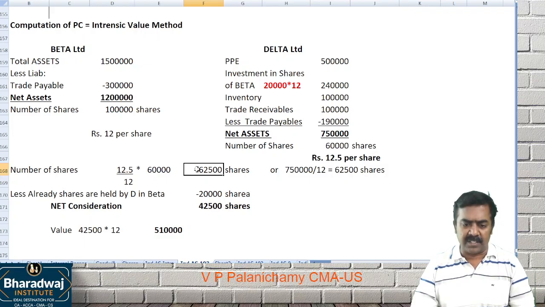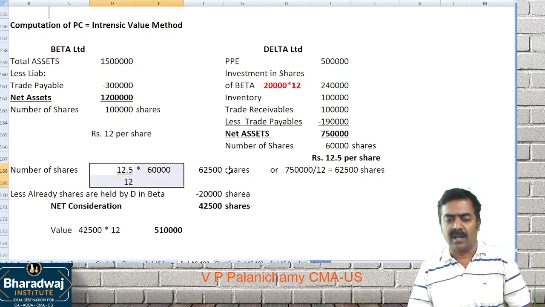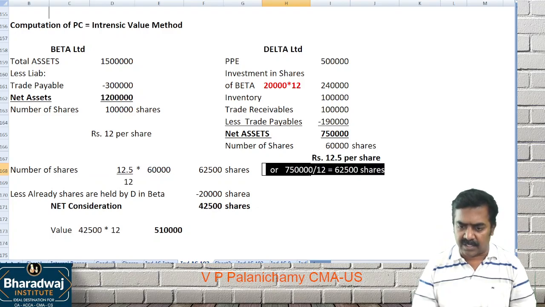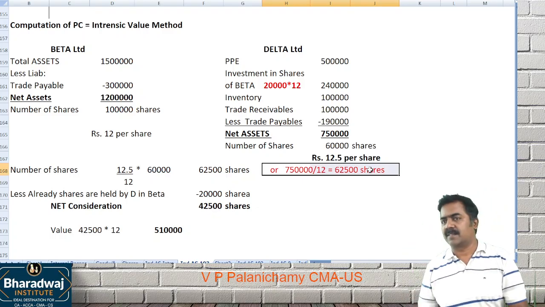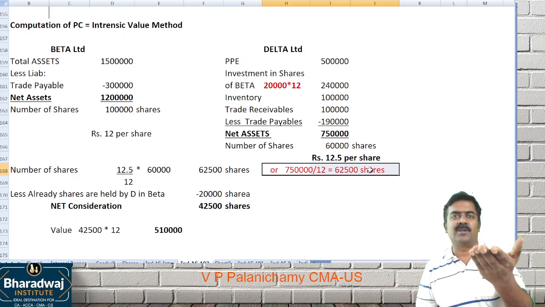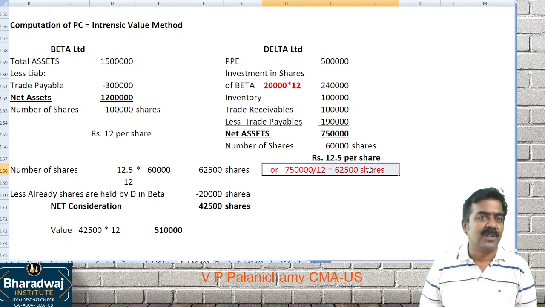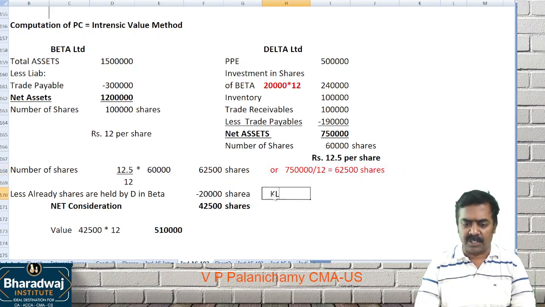This 62,500 shares can be worked out by two methods. What are the two methods? Seller's value divided by buyer's value into how many shares are there in the selling company. Or, if you want to go with a logical understanding, 7,50,000 is your net assets divided by my company's share value. நான் 7,50,000 உங்களுக்கு தரணுங்க. ஒரு ஷேரோட வேல்யூ 12 rupeesனா 62,500 shares you have to give, less நீங்க ஆல்ரெடி எவ்வளோ ஷேர்ஸ் ஹோல்ட் பண்றீங்க, less 20,000 shares you are holding already. So in my company you are holding 20,000 shares.